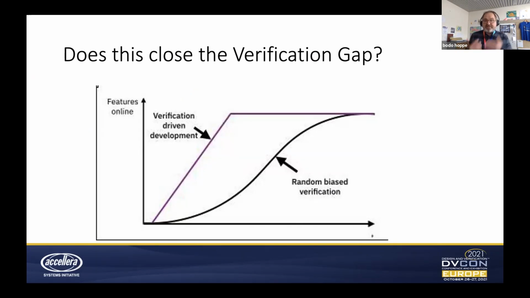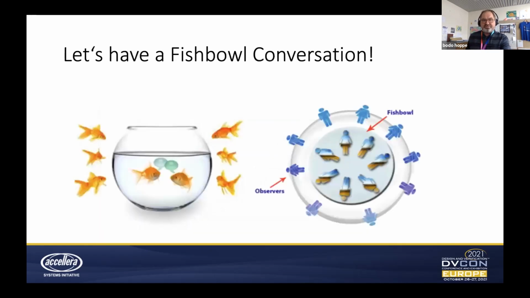So the big question is, can this close the verification gap? Obviously, when we have the test case written before the code is implemented, we'll be much faster having something running than in random biased verification, or random constrained verification, I should say. The features will be online much faster for the tests that are being written. So the big question here is also, does this close the verification gap?